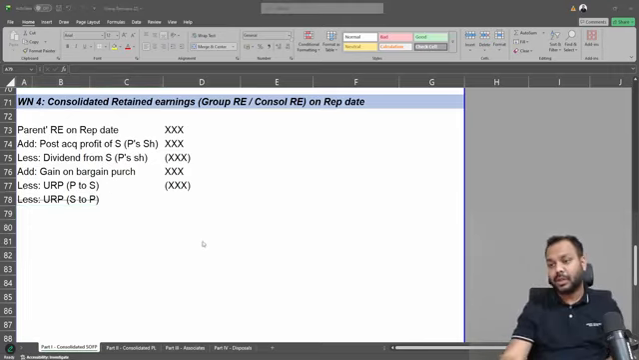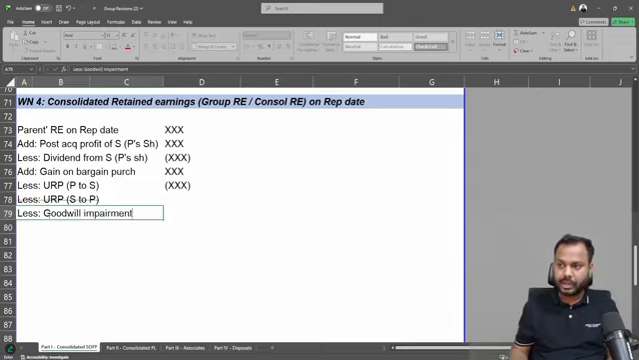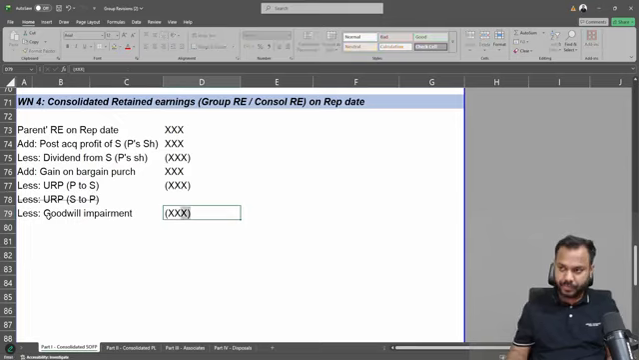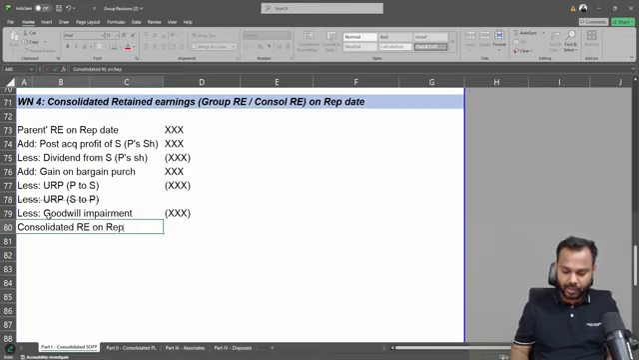Now what else? Goodwill impairment. Less goodwill impairment; we have to adjust here. So this will give you the value of consolidated RE on reporting date.